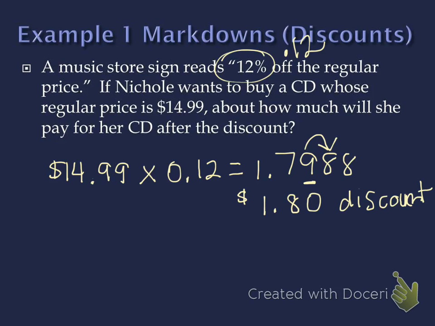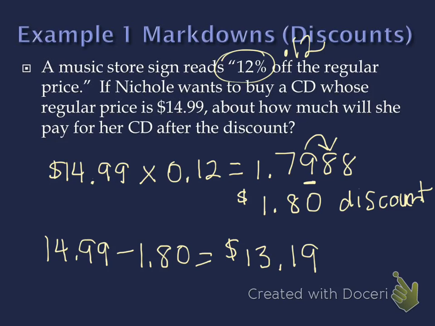So now, she's not going to pay $1.80 for the CD, but we have to go back to the regular price. She would be excited if she could, but then we subtract the $1.80. So we take $14.99 minus $1.80, and that CD is going to cost Nicole $13.19. This last step here is a step that students often forget. Remember, it doesn't make sense or it's not reasonable that you would buy a $15 CD for $1.80. Is it possible? Yes, but not likely.